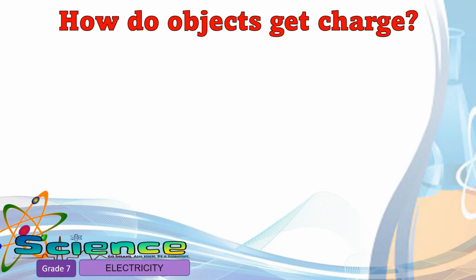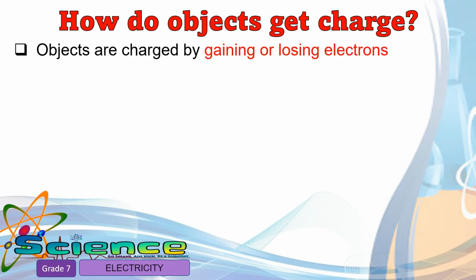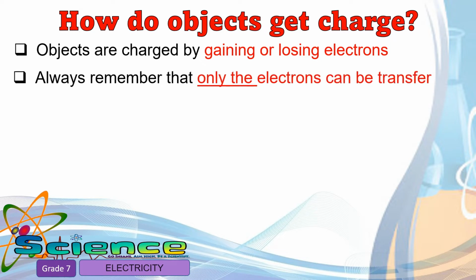Now, we know the different subatomic particles of the atoms. The question is, how do objects get charged? Objects are charged by gaining or losing electrons. Rubbing of two different materials can cause the transfer of electrons from one object to another. Always remember that only electrons can be transferred to objects because they are located outside the nucleus. Protons and neutrons cannot move from one object to another because they are tightly held in the nucleus.